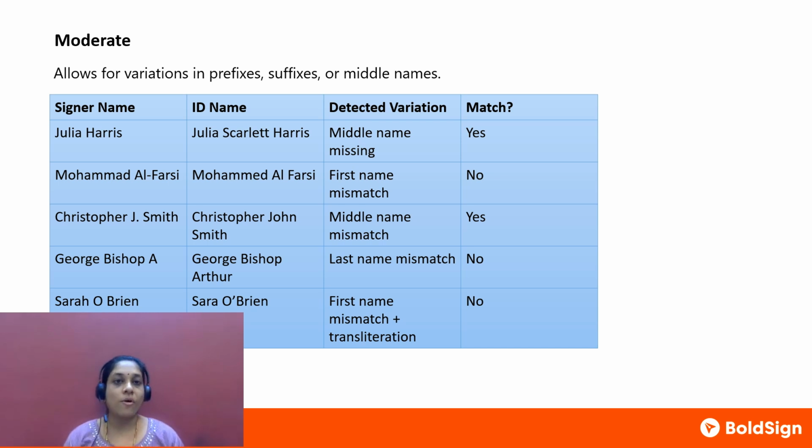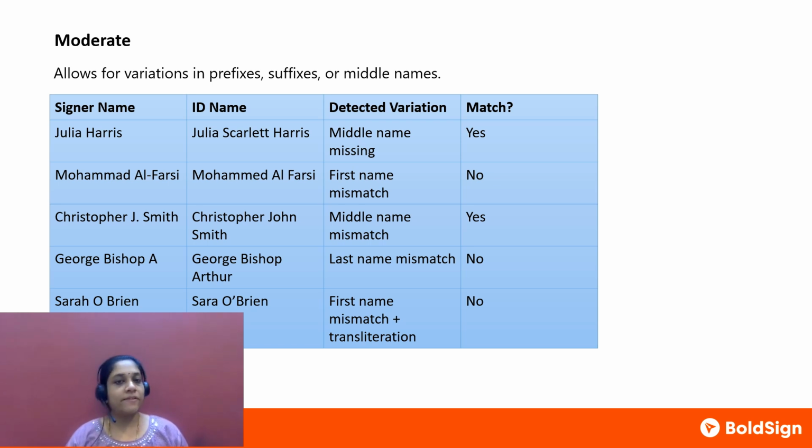Next, let's explore the moderate name match tolerance option. This setting offers a balance between strictness and flexibility, and it is designed to accommodate variations in names, especially in the middle, prefix, or suffix part. For example, if the signer's name is Julia Harris and the ID shows Julia Scarlett Harris, the missing middle name is acceptable under moderate rules. Similarly, Christopher J. Smith and the ID name Christopher John Smith are considered a match. The middle name mismatch is tolerated as the core identity remains clear.